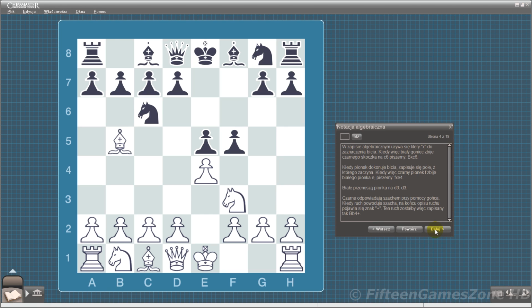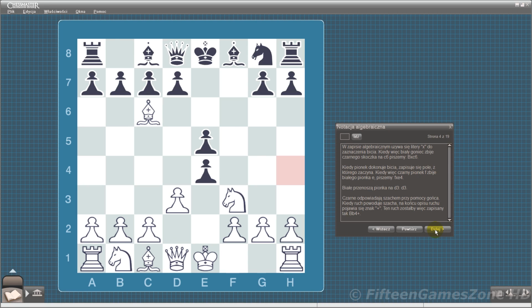Algebraic notation uses the letter X to indicate a capture. So, when the white bishop takes black's knight on C6, you write capital B, X, C6. When a pawn makes a capture, you write down the file on which it starts. So, when black's F-pawn captures white's E-pawn, you write F X E4.